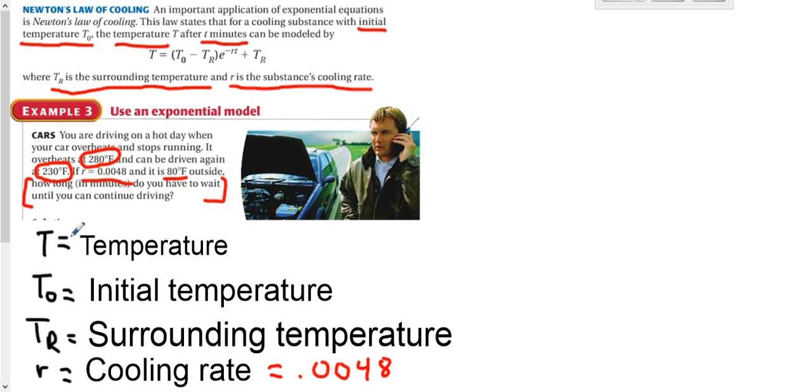So our r is going to equal 0.0048. We know our outside temperature, that's the surrounding temperature, is 80 degrees. We know our initial temperature. Okay, our initial temperature is, well, that would be when it overheats. So our initial temperature has to be 280.